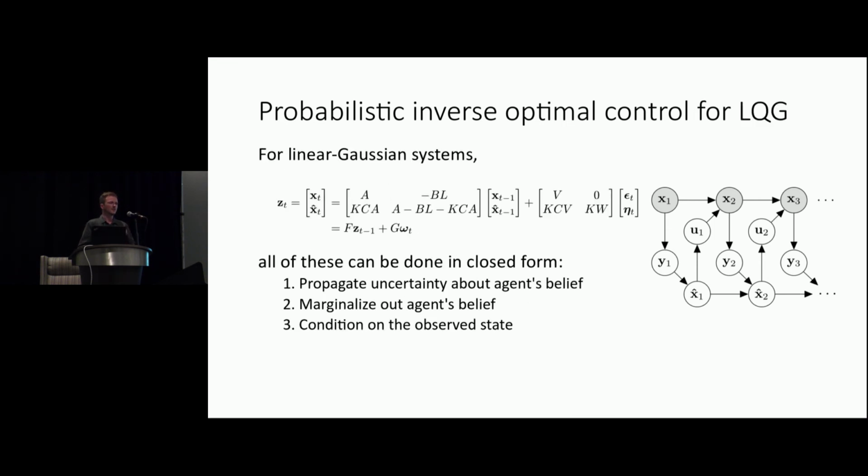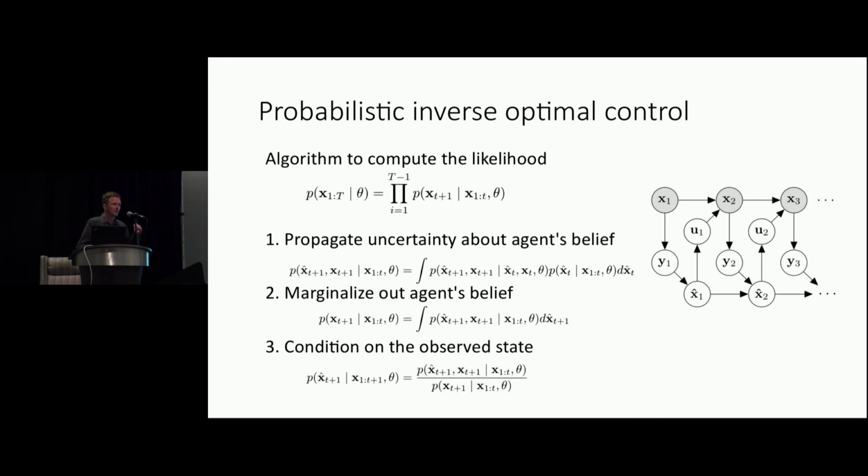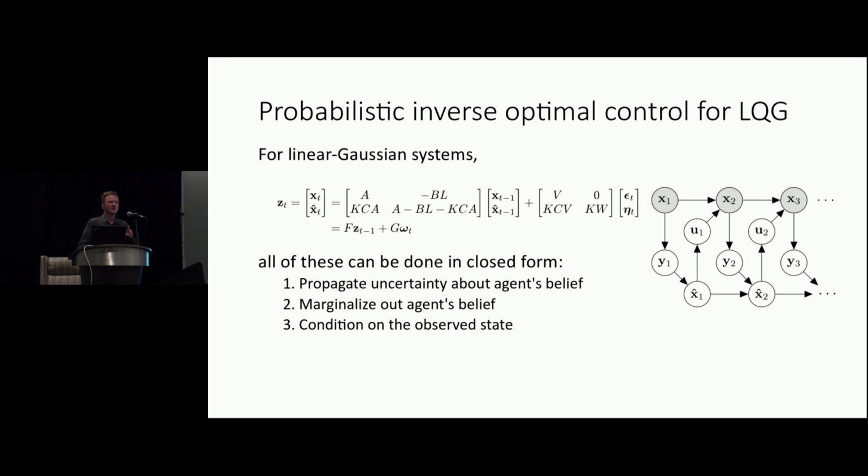And so this is a very general way of thinking about probabilistic inverse optimal control. But for a linear Gaussian system, all these steps of marginalizing and conditioning are actually very easy to do, because we can just write this joint system of states and estimates again as a linear Gaussian system, and then we can do all of these operations in closed form. So we can propagate the uncertainty about the agent's belief, marginalize out the agent's belief, and condition on the observed state, all in closed form.